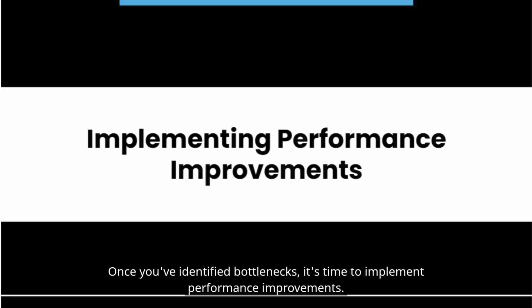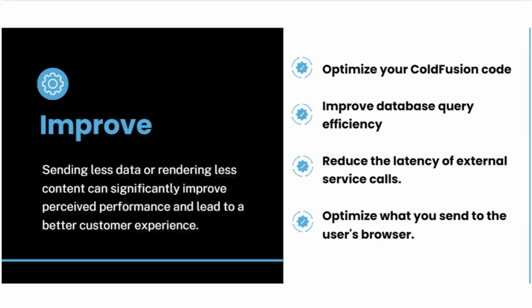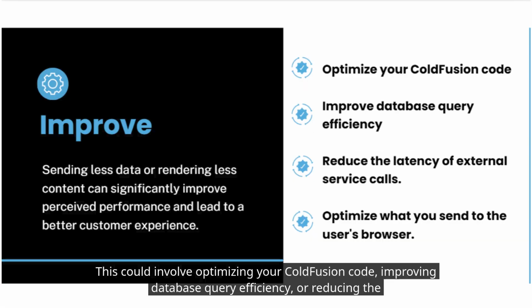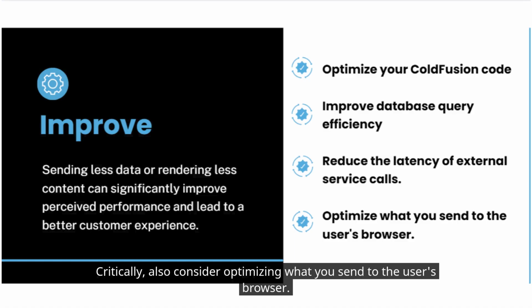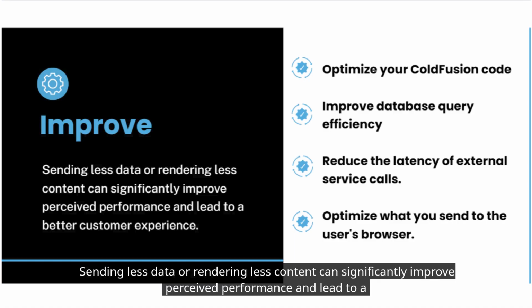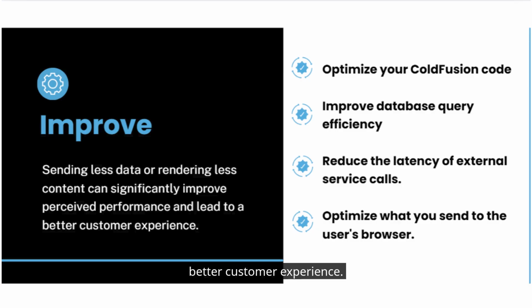Once you've identified bottlenecks, it's time to implement performance improvements. This could involve optimizing your ColdFusion code, improving database query efficiency, or reducing the latency of external service calls. Critically, also consider optimizing what you send to the user's browser. Sending less data or rendering less content can significantly improve perceived performance and lead to a better customer experience.